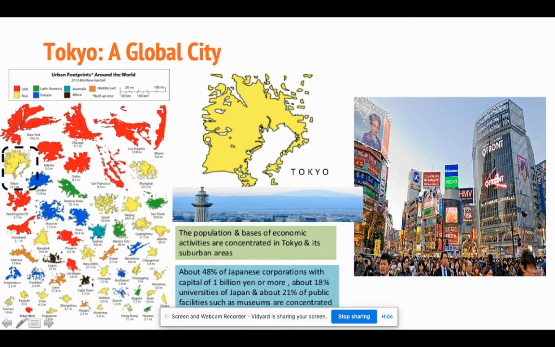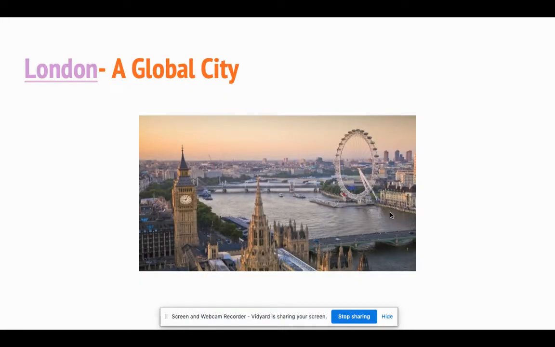And you can see how densely populated Tokyo is by this image. If you think about the cars that a lot of you or your family members drive, a lot of those come from Japan. A lot of those company headquarters are in Tokyo. Honda and Nissan are just a few examples of those Japanese car companies.